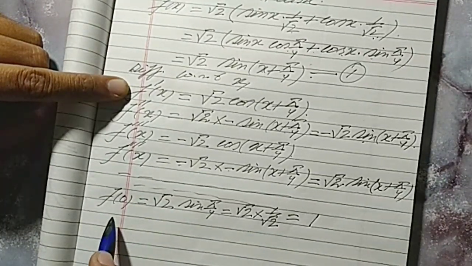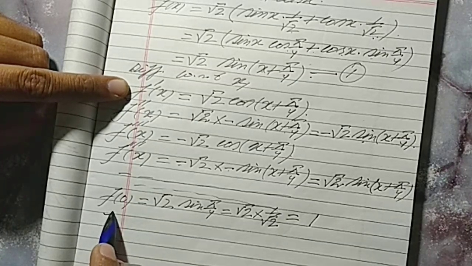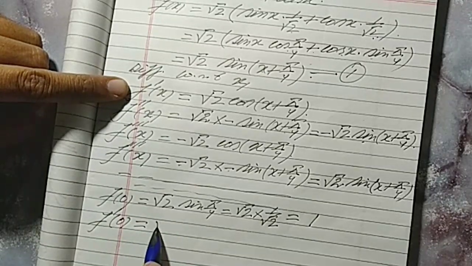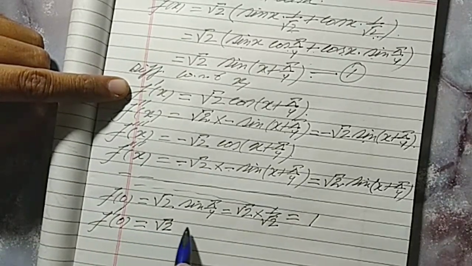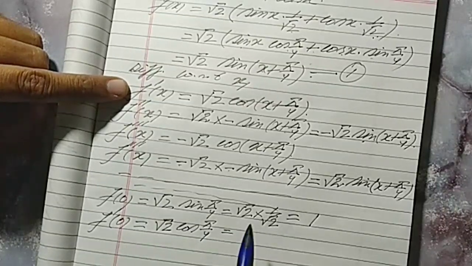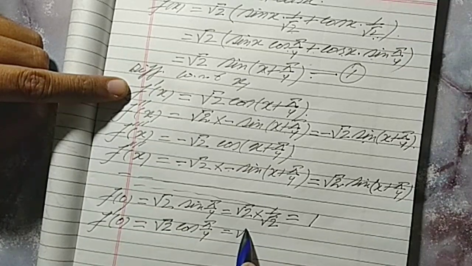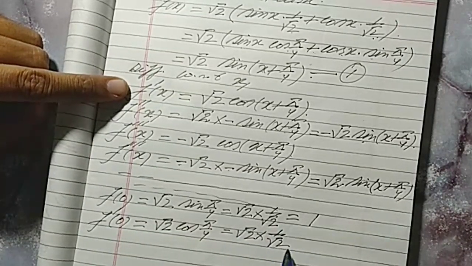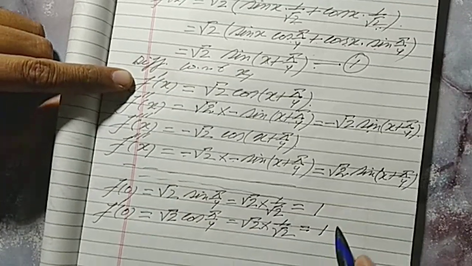If we substitute x is equal to 0 in f'(x), we get f'(0) is equal to root 2 cos(pi by 4), and cos(pi by 4) is also equal to 1 upon root 2, so we get root 2 into 1 upon root 2 is equal to 1.